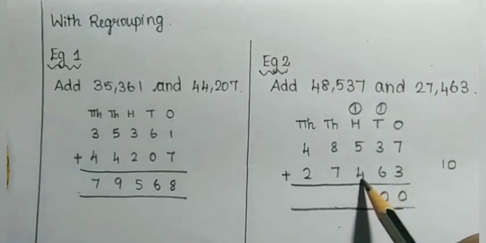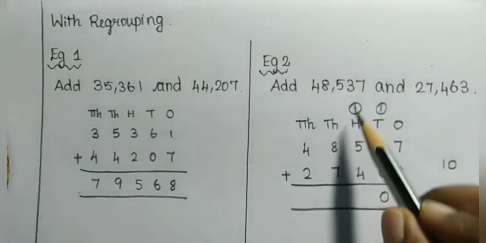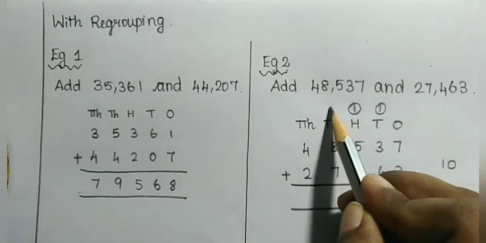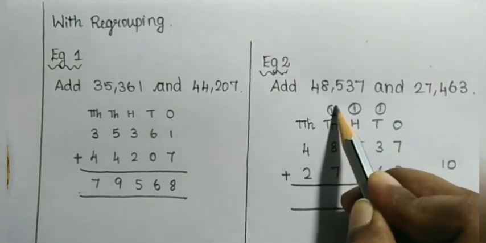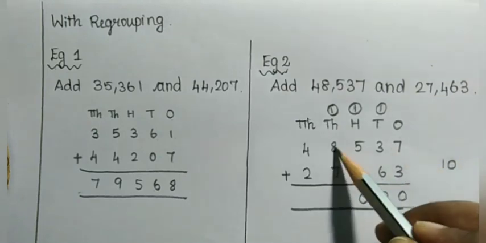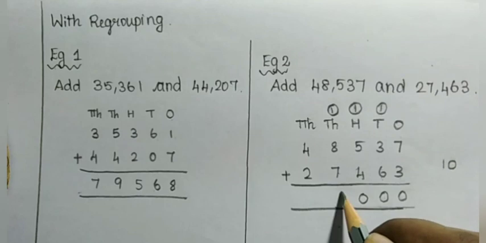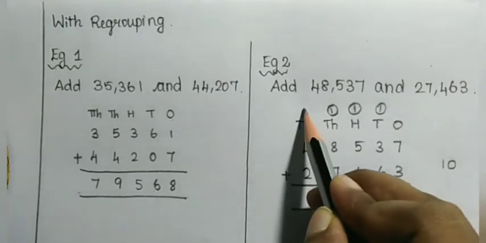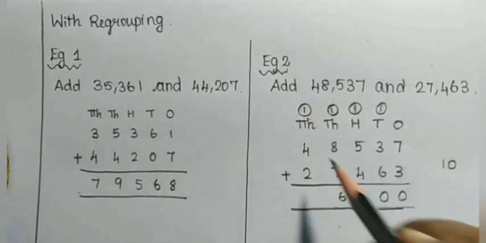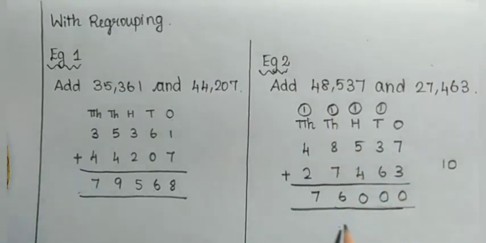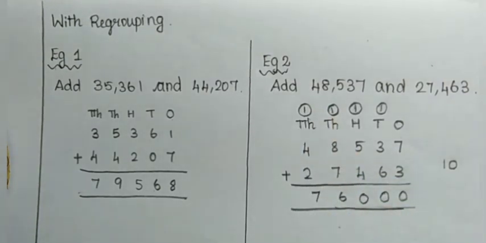Now 5 plus 4 is 9. 9 plus 1, 10. Again 0 in hundreds place and 1 will be carried to the next higher place value, that is thousands place. 8 plus 7 is 15. 15 plus 1 is 16. So 1 goes to the next place. 4 plus 2 is 6. 6 plus 1 is 7. So the answer is 76,000.